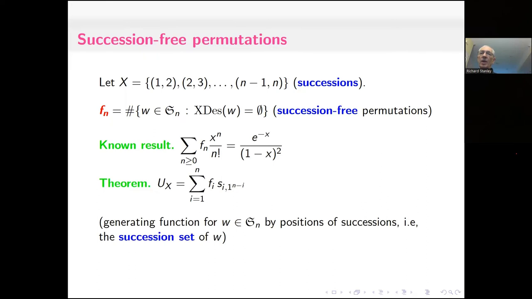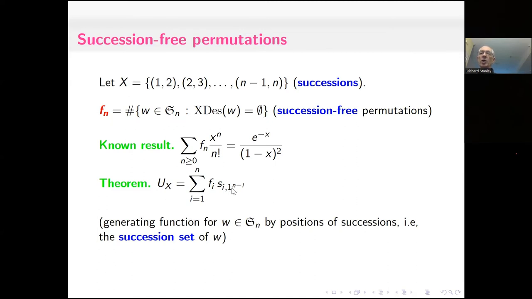And so here's a nice theorem for how to expand UX in terms of Schur functions. In general, it's quite rare for UX to be Schur positive. Even in these theorems about P positivity, UX is rarely Schur positive. But here is an example of Schur positivity. There's a very explicit expansion in terms of Schur functions.